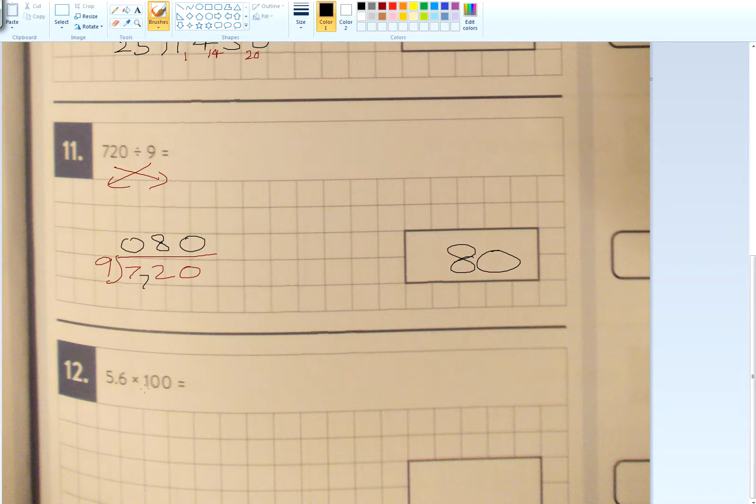Okay, now whenever you multiply a decimal number by 100, there's a nice easy way of doing it. Okay, let's have Inaya. Do you know the easy way of multiplying by 100? What do we do? Move the decimal point how many places? 2 places. So the answer becomes 560.0. We're happy with that? Yep.